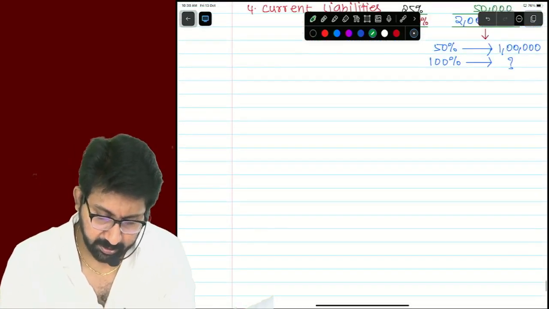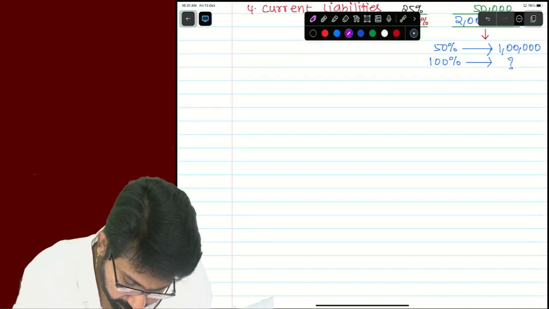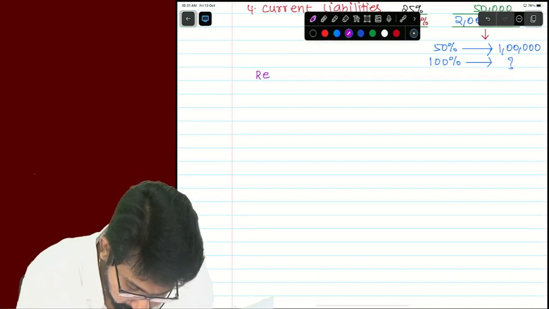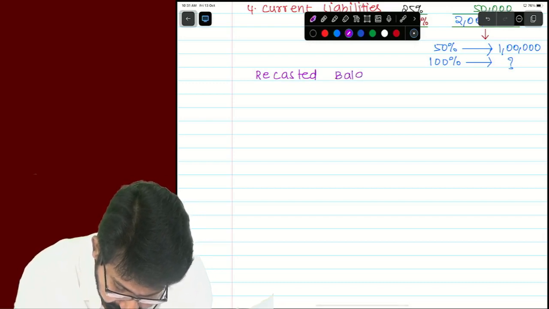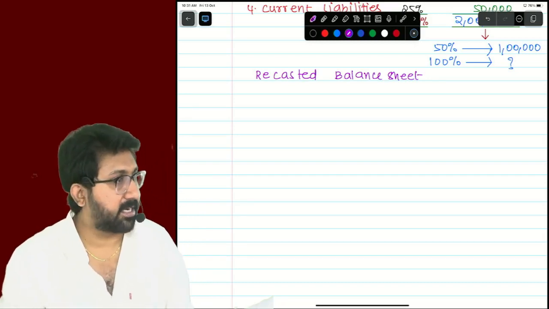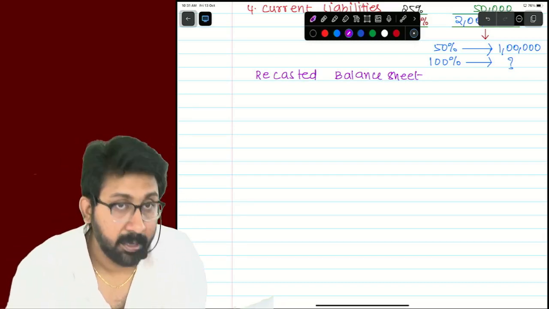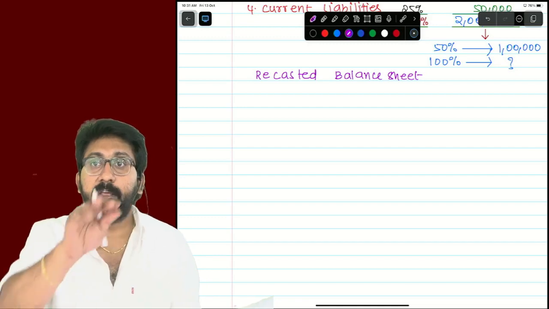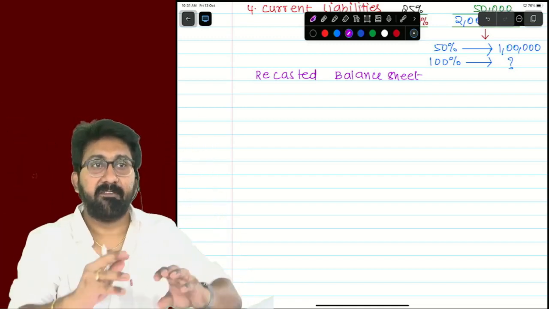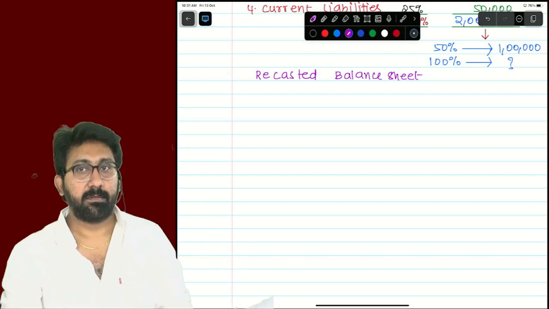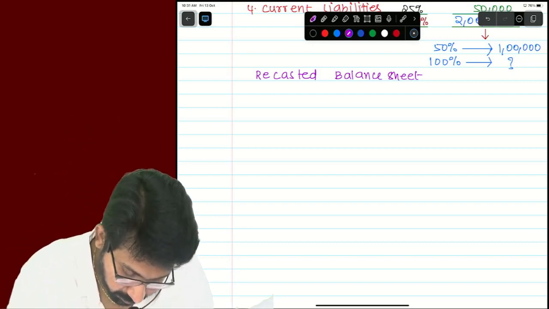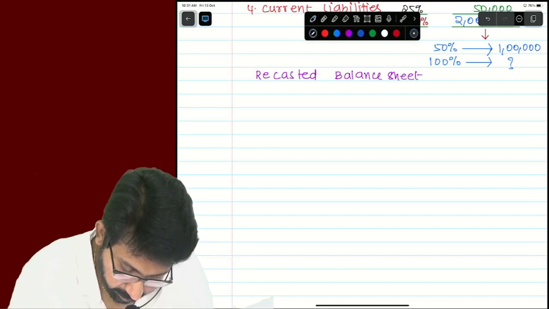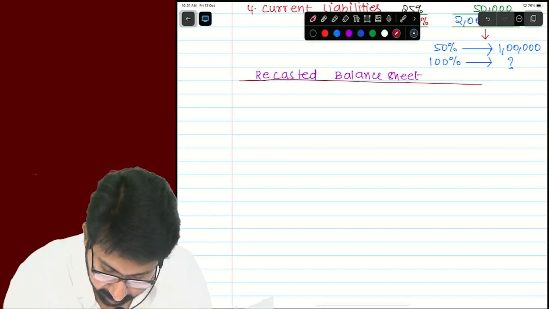Below, you do one thing. Keep the heading: recasted balance sheet. What we are going to do? We will prepare the skeleton of the balance sheet. Whenever a number comes, we will put it there. Are you understanding or not? Write the balance sheet pro forma properly.